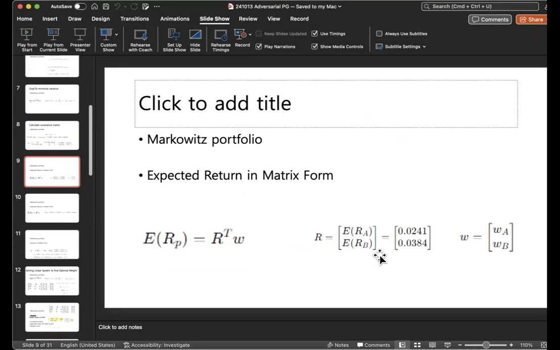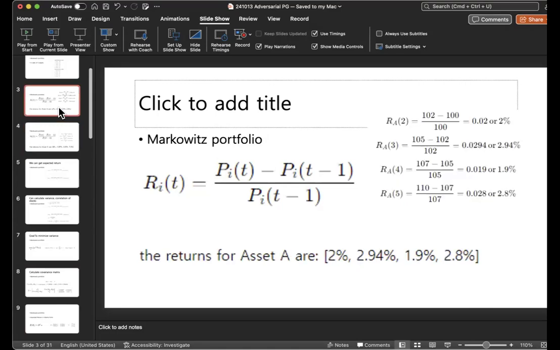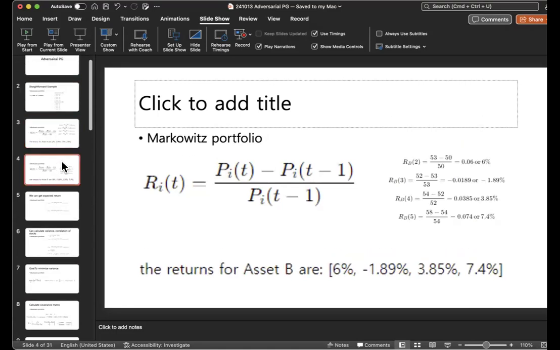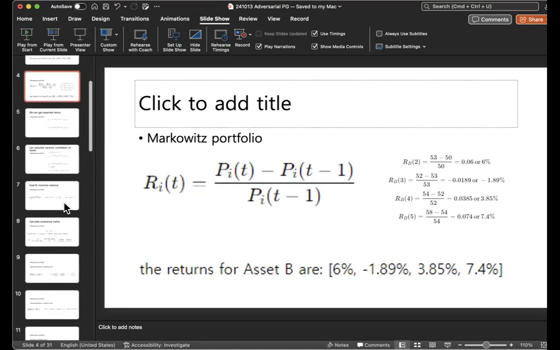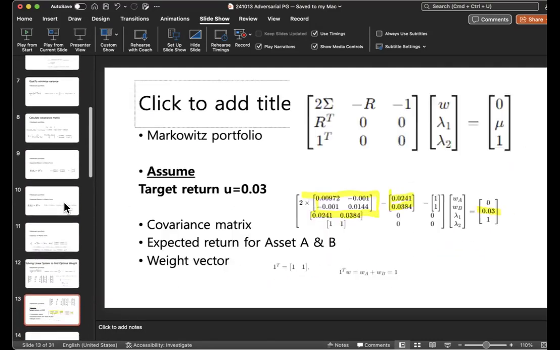The return vector is calculated by this step, which is the 5 days of their price. We get the percentage of fluctuation of asset A and B. By that, we get the return vector, and everything comes together here to calculate the matrix.